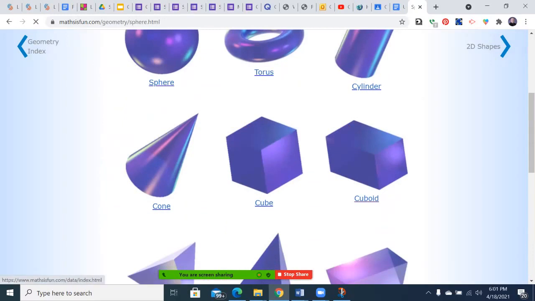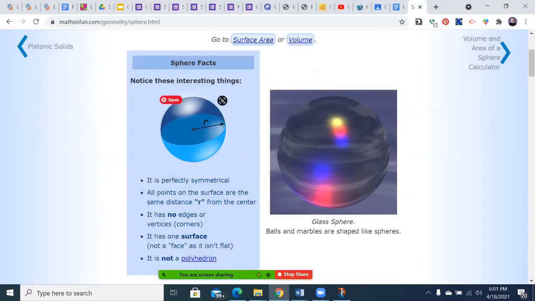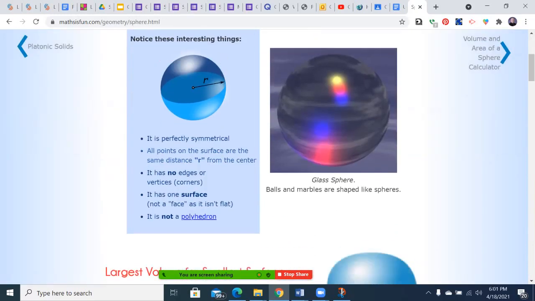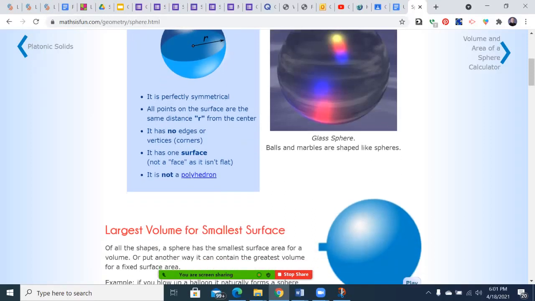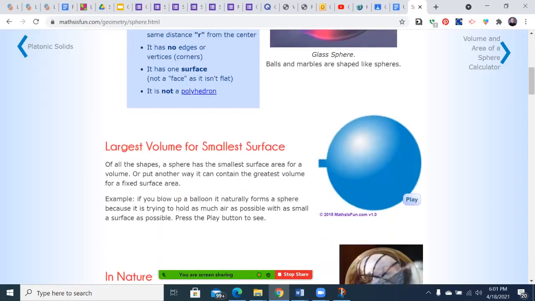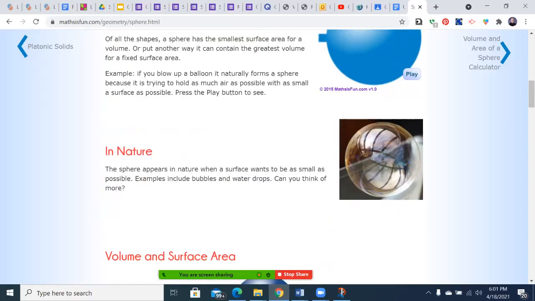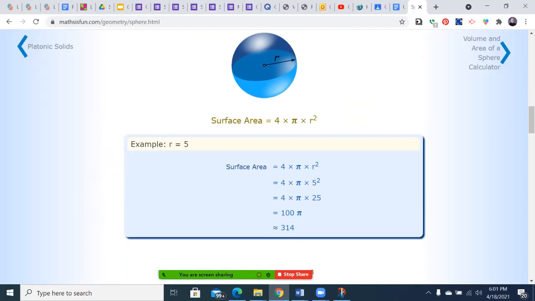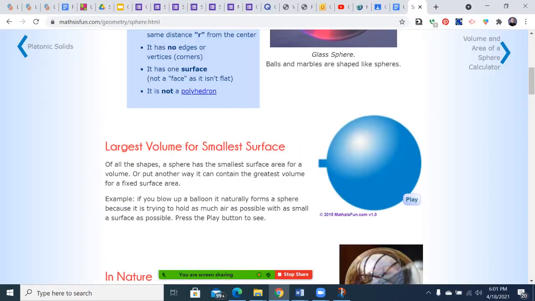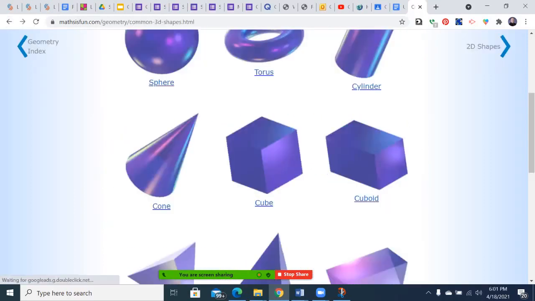For a little bit more, let's check on the sphere. Notice these interesting things. It's perfectly symmetrical, which means no matter where I were to split it in half, it would be the same. No edges or vertices, corners. It is not a polyhedron. And you can see some more things that we might talk about. We don't want to go too far into that today.